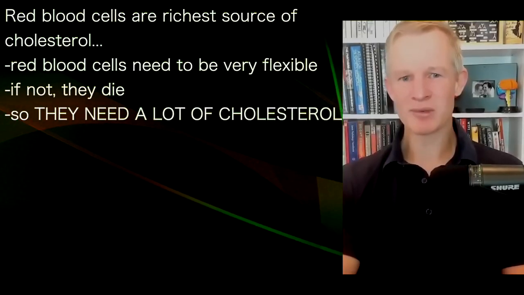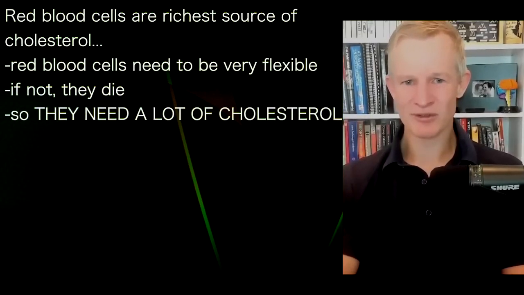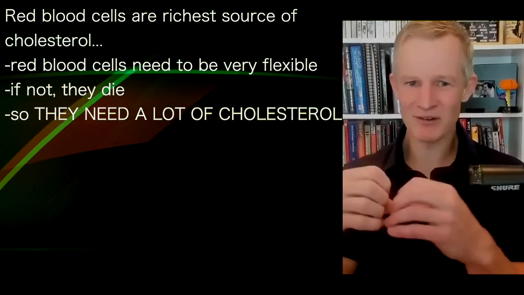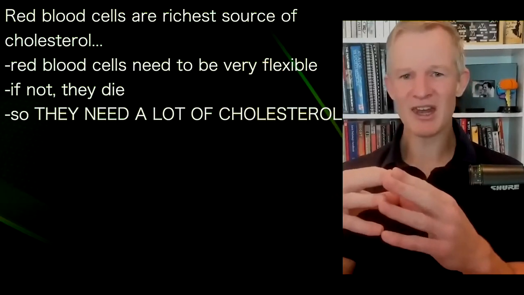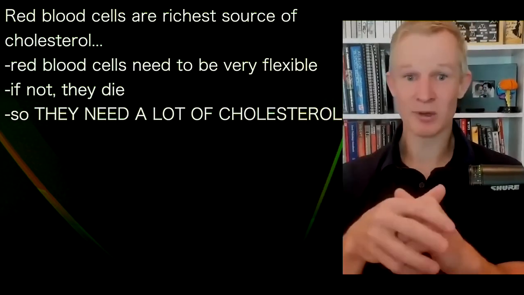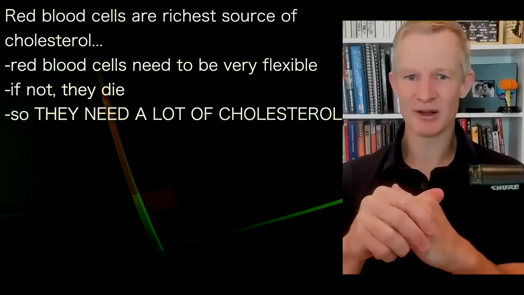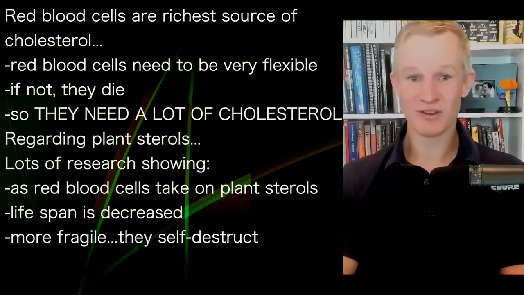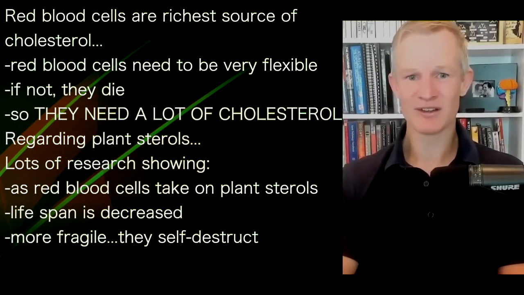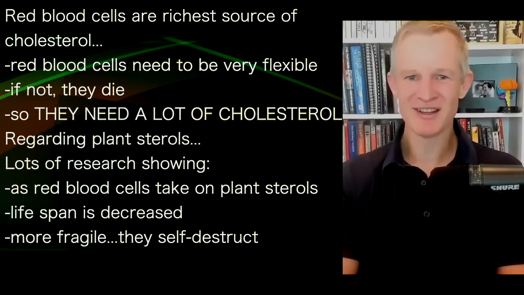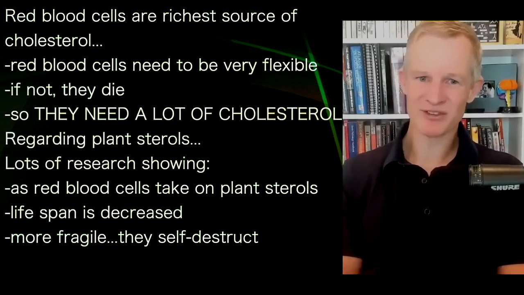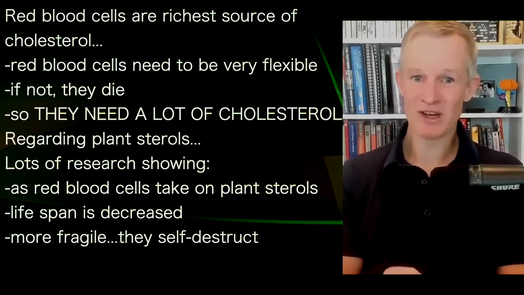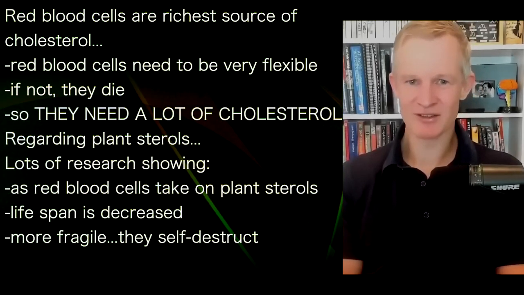And we know that red blood cells are one of the richest sources of cholesterol in the body, because red blood cells have this funny shape. They have to be very flexible and malleable, and if they're not, they die. They get filtered out of the blood pretty quickly. So they need a lot of cholesterol. Now, remember, we were talking about these plant sterols before, the phytocholesterol and these kinds of things. There's a bunch of literature that demonstrates that the more red blood cells take on these plant sterols, the shorter their lifespan is. They become more fragile. They basically self-destruct.